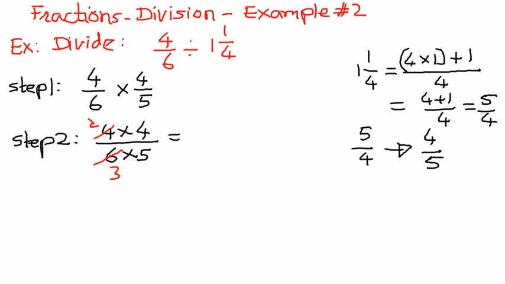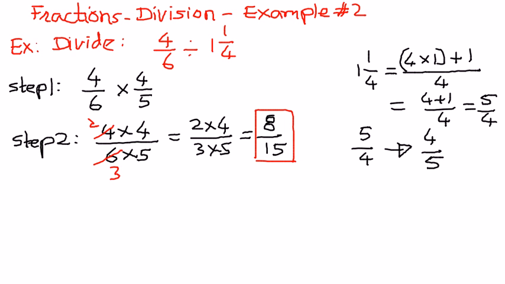Therefore we're going to write this one as 2 times 4 in the numerator and 3 times 5 in the denominator. So therefore we come up with a value as follows. 2 times 4 is 8, and 3 times 5 is 15, and therefore this is the simplified form of 4 over 6 divided by 1 1/4.